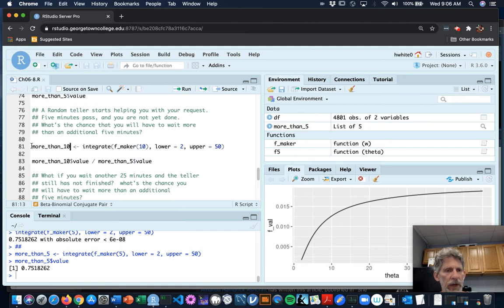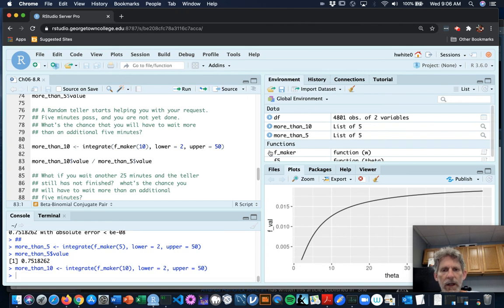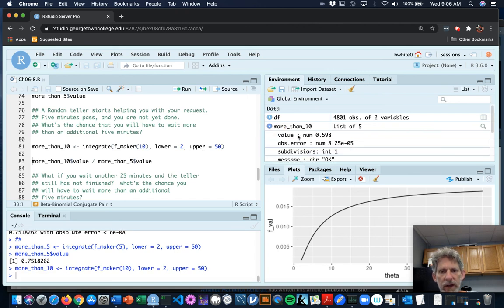The chance of waiting more than 10 would be this value. And so I'm going to store it as more than 10. Ready? Run line 81. So there's more than 10, and when I click on it, I see a 0.598. So there's a 59.8% chance that you'd have to wait more than 10 minutes.